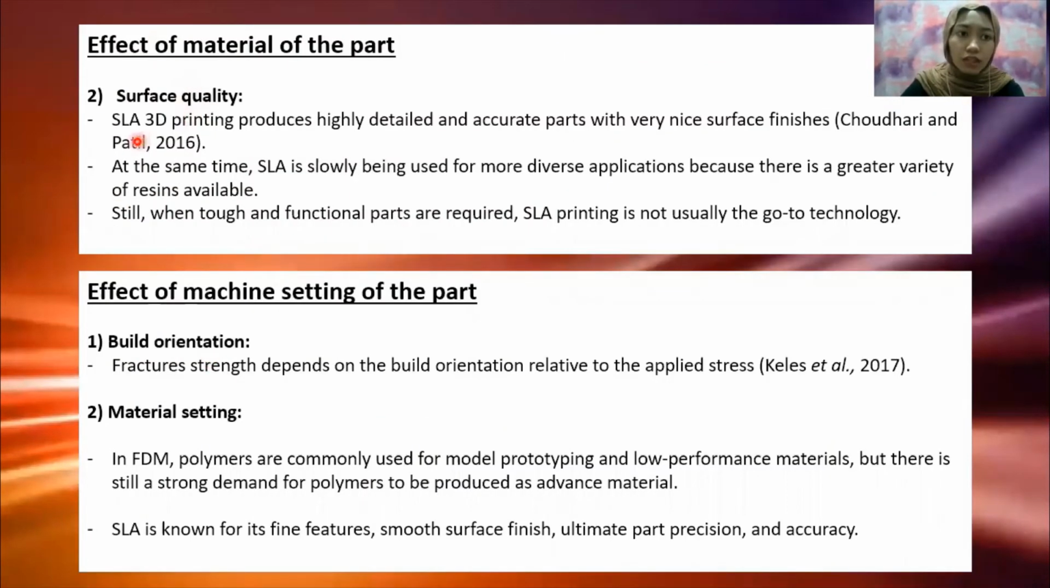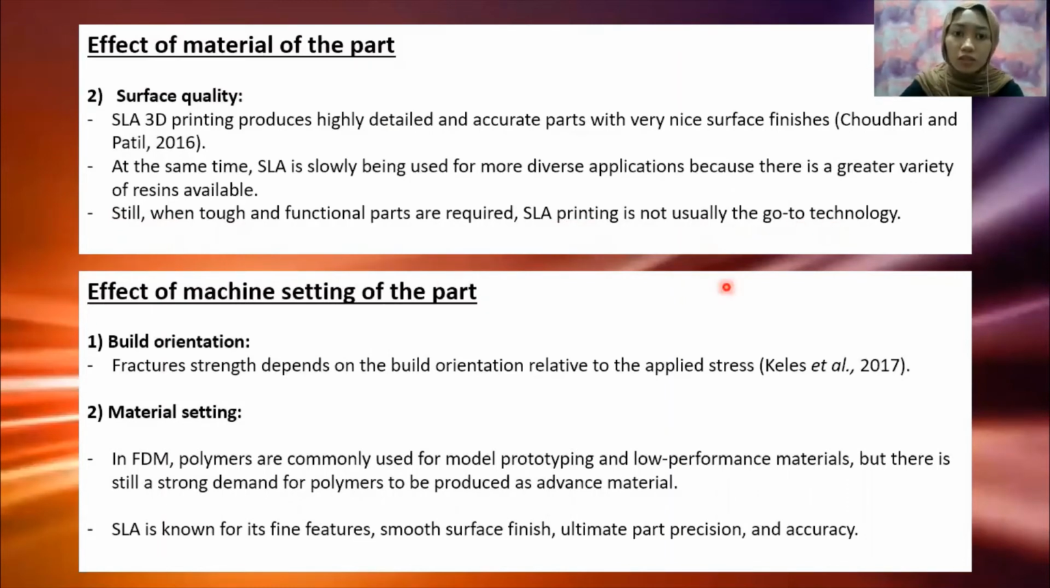Second, surface quality. SLA 3D printing produces highly detailed and accurate parts with a very nice surface finish. At the same time, SLA is slowly being used for more diverse applications because there is a greater variety of resin available. Still, when tough and functional parts are required, SLA printing is not usually the go-to technology.